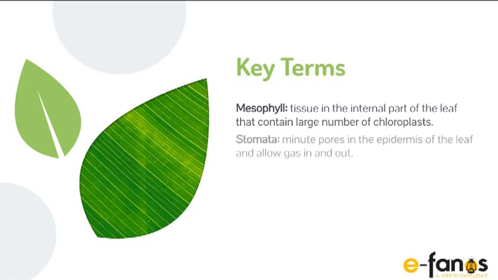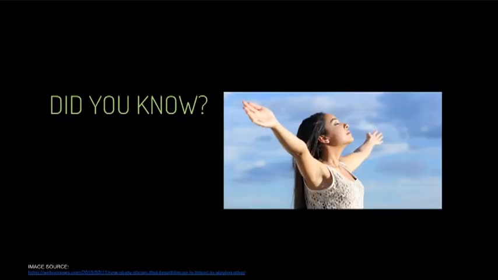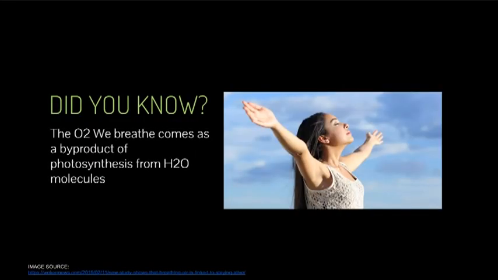You've got the stomata, those tiny pores that allow gas to come in and out. Did you know that the oxygen that we breathe comes as a byproduct of photosynthesis from H2O molecules? Yes, that is what plants do when they do photosynthesis. They're using H2O, the water, and carbon dioxide to create oxygen, as well as sugars. Here is a video that goes into an introduction about photosynthesis in more detail.